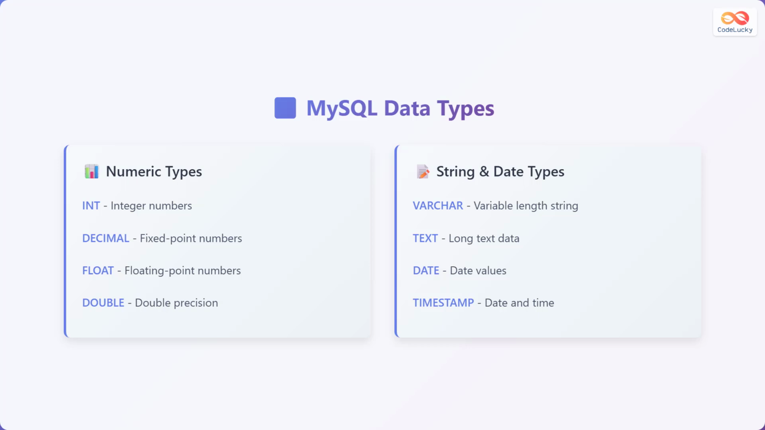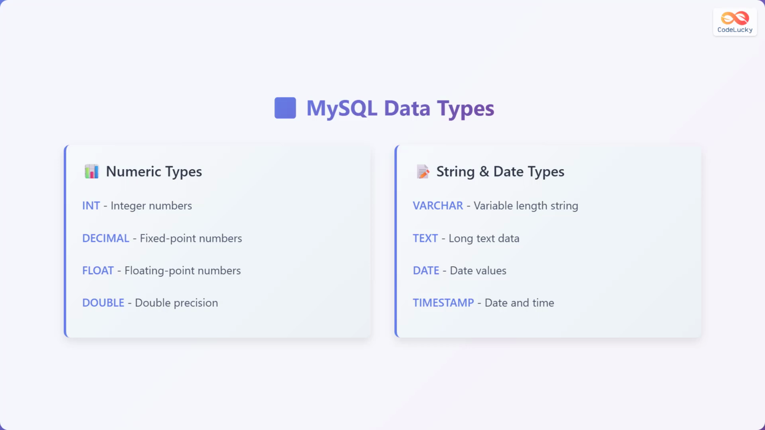When creating tables, it is very important to choose the correct data types for your columns. MySQL offers various data types to store different kinds of data. On the left, we have numeric types. INT is used for storing integer numbers. DECIMAL is used for storing fixed point numbers, which are useful when precision is important, such as with monetary values. FLOAT is used for floating point numbers, and DOUBLE is used for double precision floating point numbers.